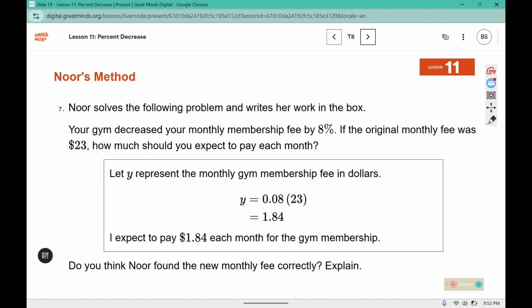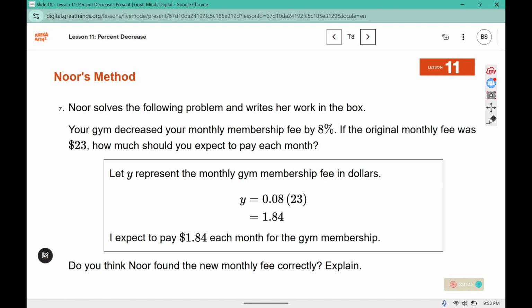Noor solves the following problem and writes her work in the box. Your gym decreased your monthly membership fee by 8%. If the original monthly fee was $23, how much should you expect to pay each month? Let Y represent the membership fee in dollars. I expect to pay $1.84 each month for the gym membership. Do you think Noor found the new monthly fee correctly?